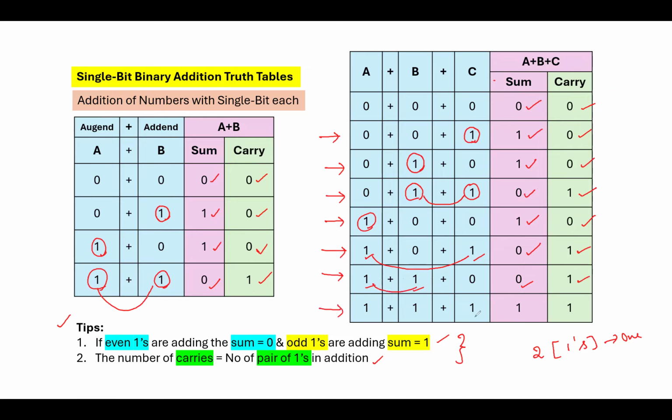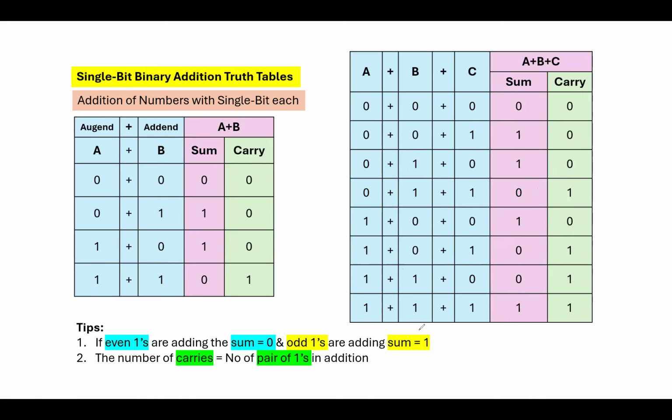1 plus 1, odd number of ones, 3 ones, therefore sum is 1, carry is 1 because these two are one pair. Okay. This way, we should write the binary addition for n number of inputs very easily with the help of these two tips. Clear? Now let us take one example.